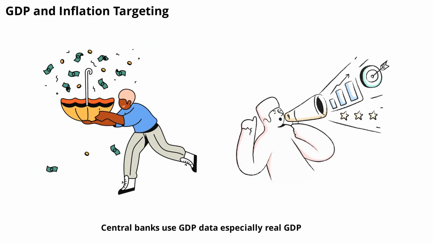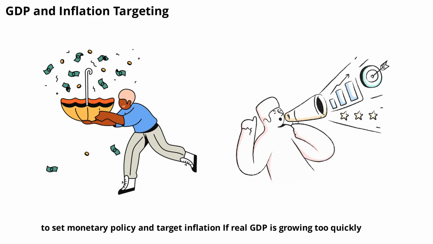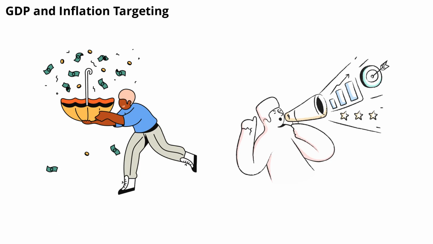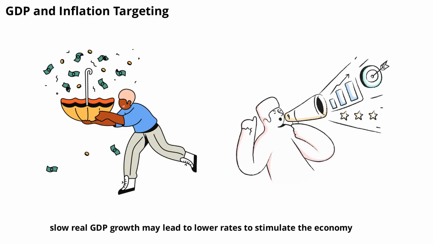Central banks use GDP data, especially real GDP, to set monetary policy and target inflation. If real GDP is growing too quickly, it can lead to inflation, prompting central banks to raise interest rates. Conversely, slow real GDP growth may lead to lower rates to stimulate the economy. Accurate GDP measurement is essential for effective policy.